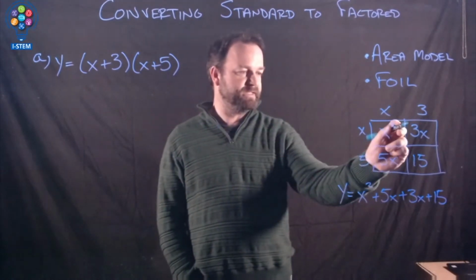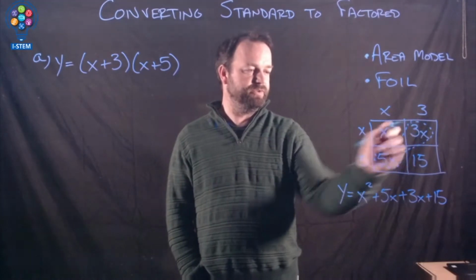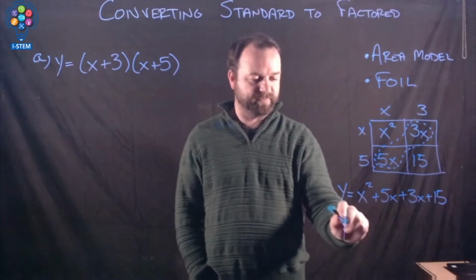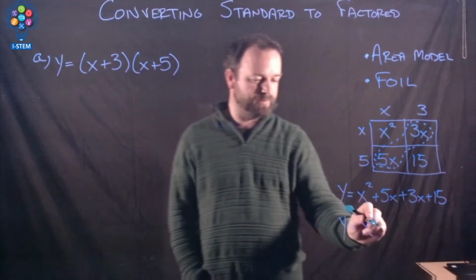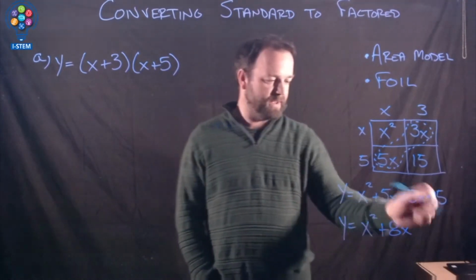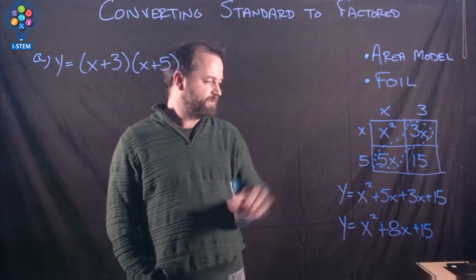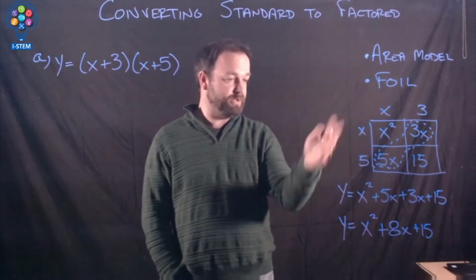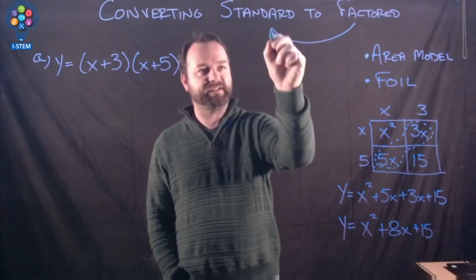And we noticed from the other day that usually those middle two terms we can gather together as like terms. 5x's plus 3x's would be 8x's, and then our constant at the end plus 15. So that was one way we were expanding last week, and you can use that way to expand from factored to standard form.